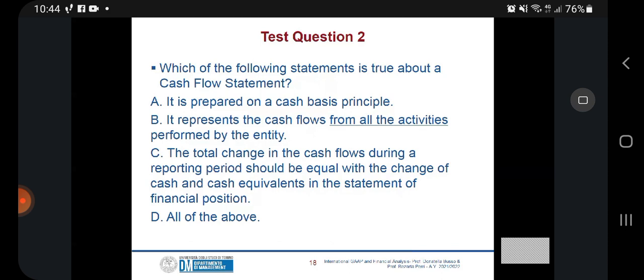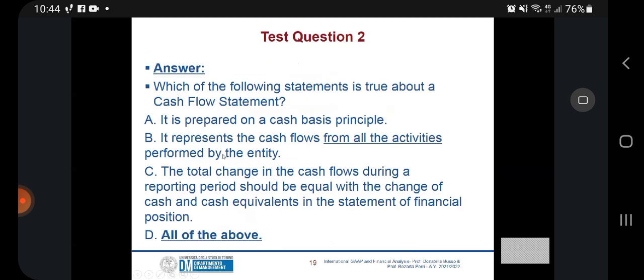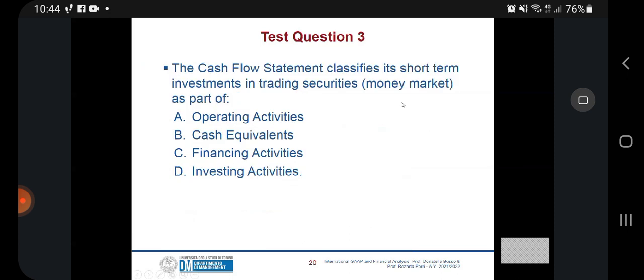So that's true again. Does the total change of the cash flows have to be equal to the change in cash? Yes, that is also true. So it's all of the above. Remember, the final total in the cash flow statement should be equal with the change in cash from the balance sheet. Otherwise, we have not been quite correct in our calculations. Let's see question 3.